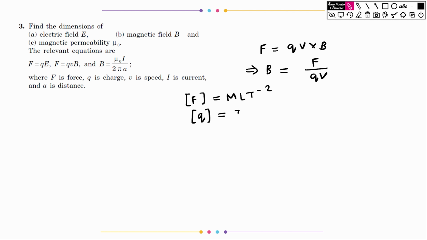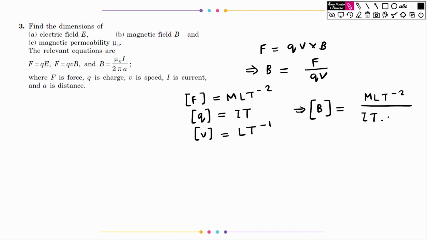The dimension of Q is equal to I into T. And then we have velocity, and as you know, velocity is denoted by LT to the power minus 1. So putting all the values in the main equation, we can write dimension of magnetic field B is equal to MLT to the power minus 2 divided by IT into LT to the power minus 1. Therefore, rearranging, we can write MT to the power minus 2 I to the power minus 1.